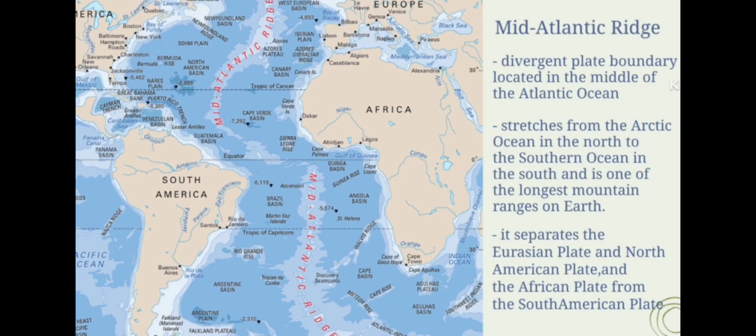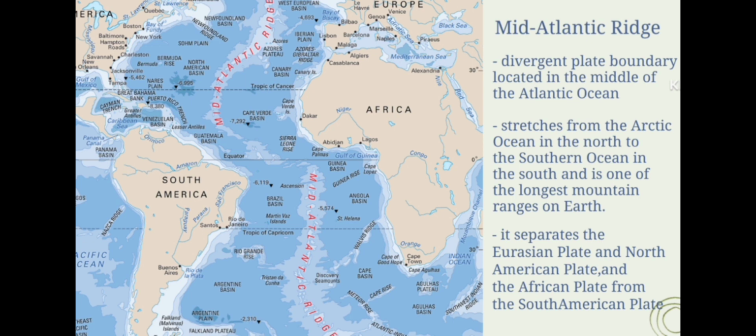The Mid-Atlantic Ridge is a prime example of seafloor spreading. It is a divergent plate boundary located in the middle of the Atlantic Ocean. The Mid-Atlantic Ridge stretches from the Arctic Ocean in the north to the Southern Ocean in the south and is one of the longest mountain ranges on Earth. It separates the Eurasian Plate and North American Plate in the North Atlantic, and the African Plate from the South American Plate, creating a rift where a new oceanic crust is formed through volcanic activity.